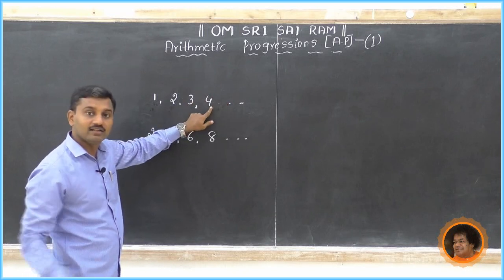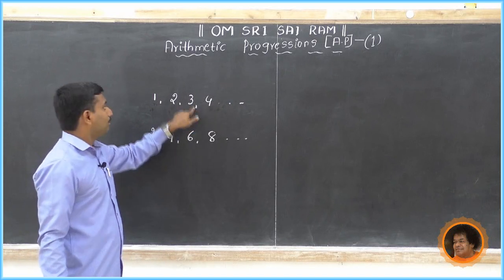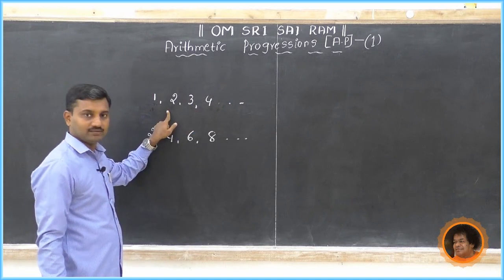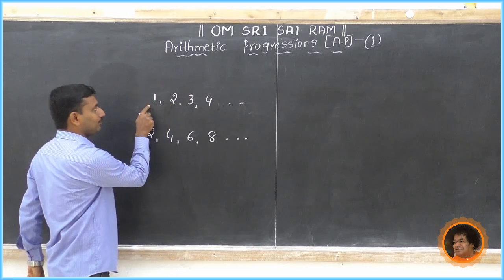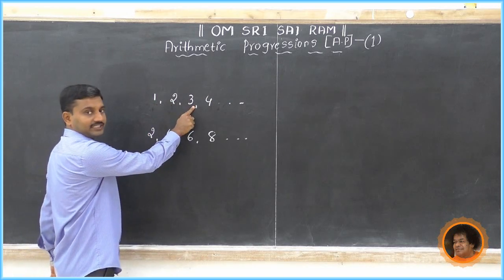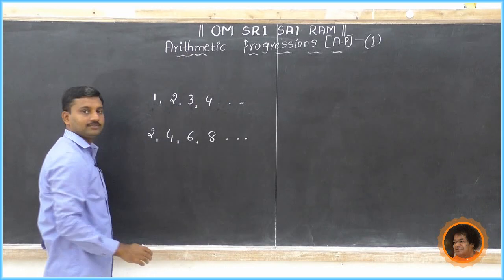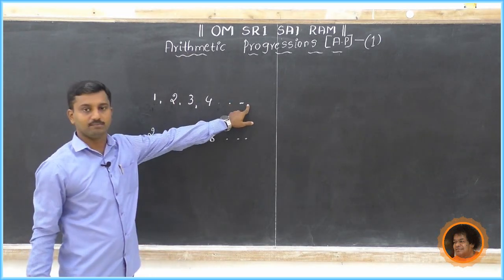Succeeding term in Kannada is Mundina Pada. Preceding term is Hindina Pada. So here with respect to 2, 1 is the preceding term and 3 is the succeeding term. So how to obtain the succeeding term? By adding 1 in this example.